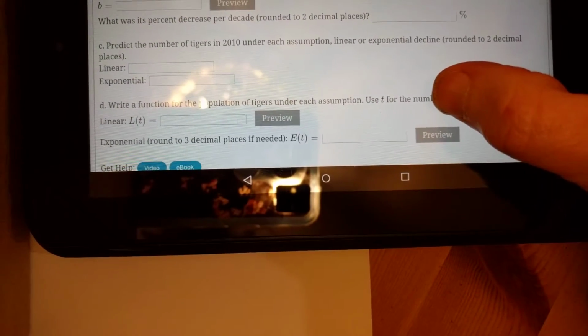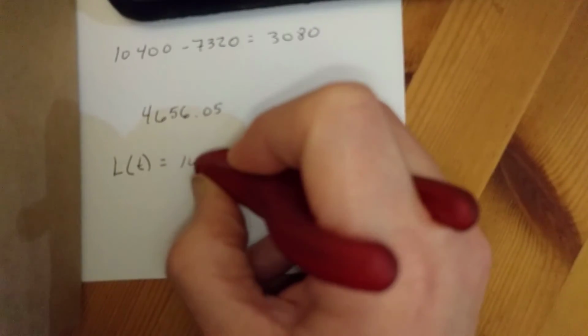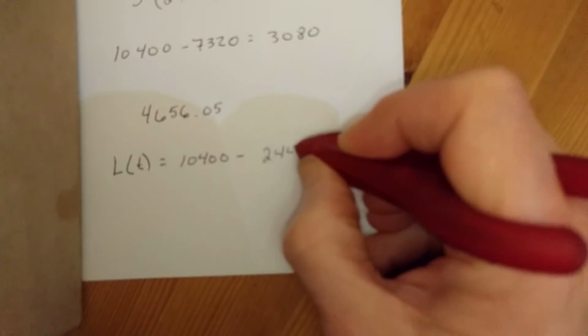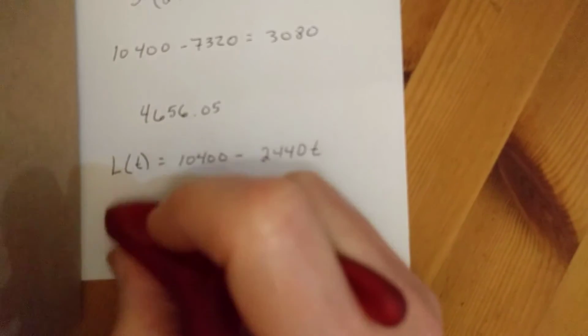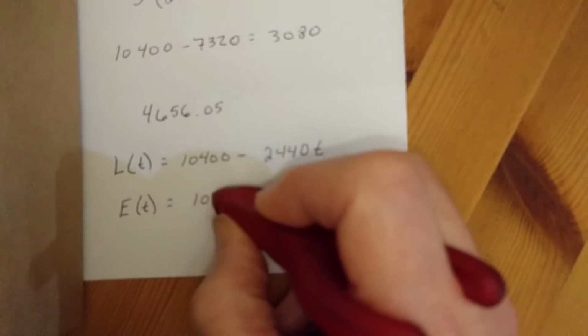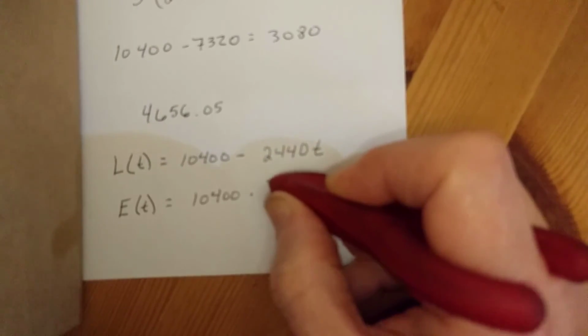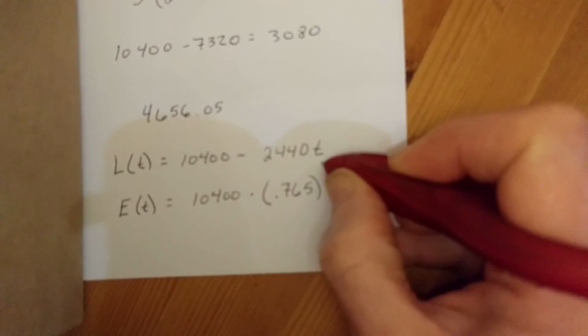Then we want a function for the population of tigers, both a linear and an exponential function. So a linear function, we are going to have L of t, linear function of time, our initial population, minus our decrease or our slope times our number of decades, where t is the number of decades. Our exponential function, E of t, is going to be our initial population times our decay factor of 0.765 raised to the t.